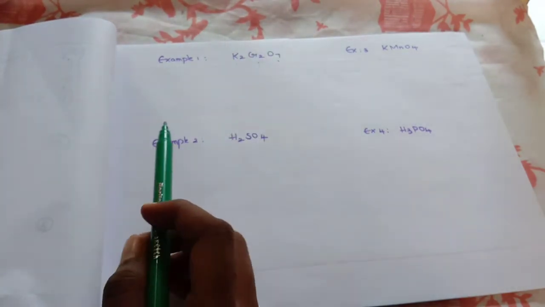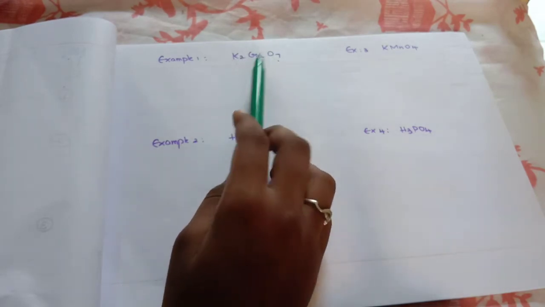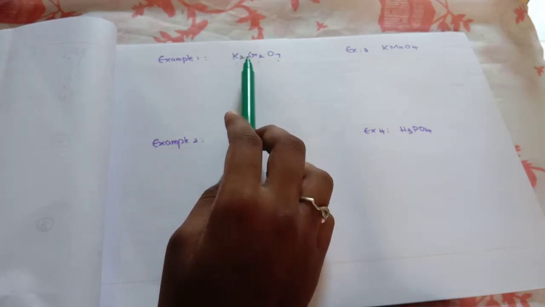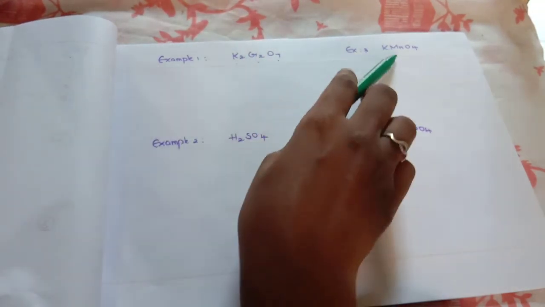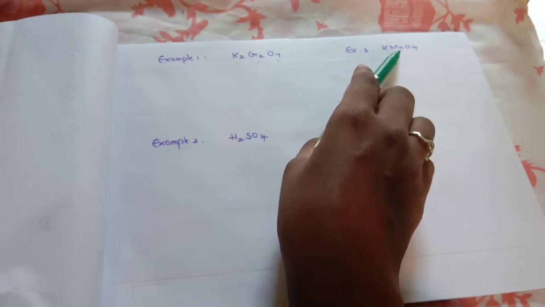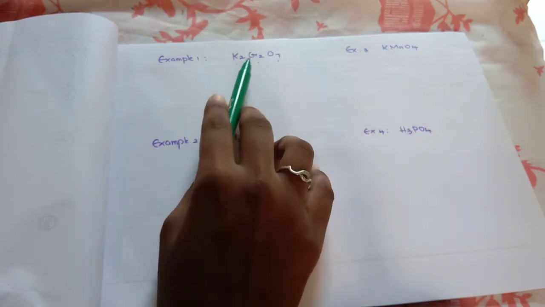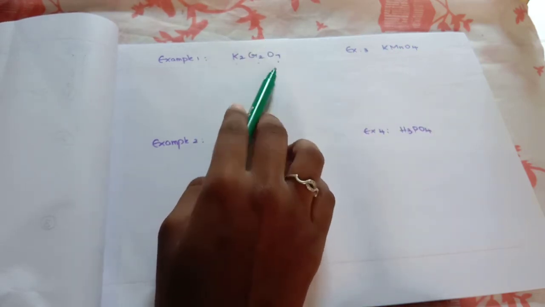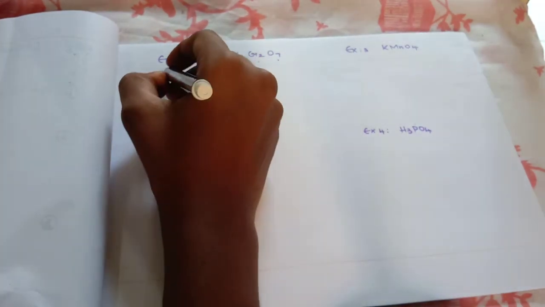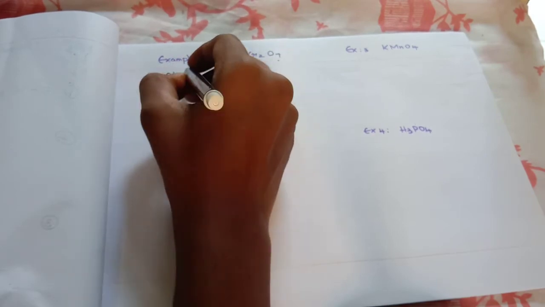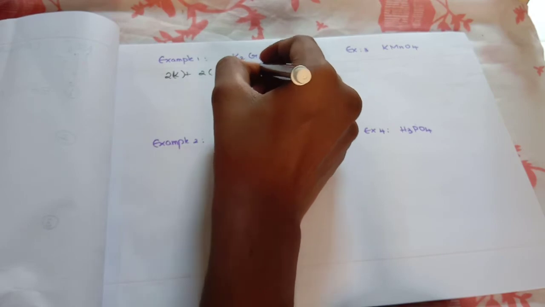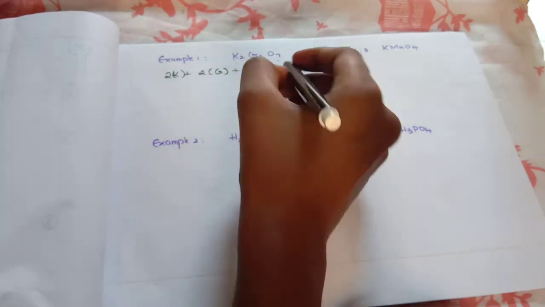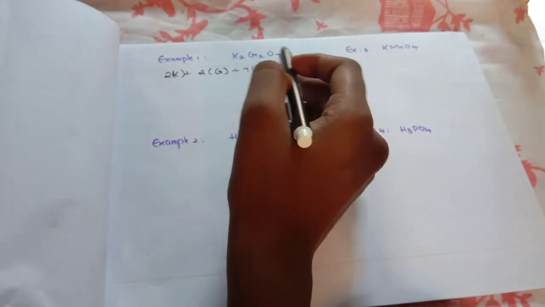K2Cr2O7. First example is K2Cr2O7. Actually, it is not potassium permanganate, which is KMnO4. K2Cr2O7 is potassium dichromate. Now we'll solve it. Now just write 2 times K plus 2 times Cr plus 7 times oxygen is equal to 0, we are going to equate it to 0 because we don't have any charge here.